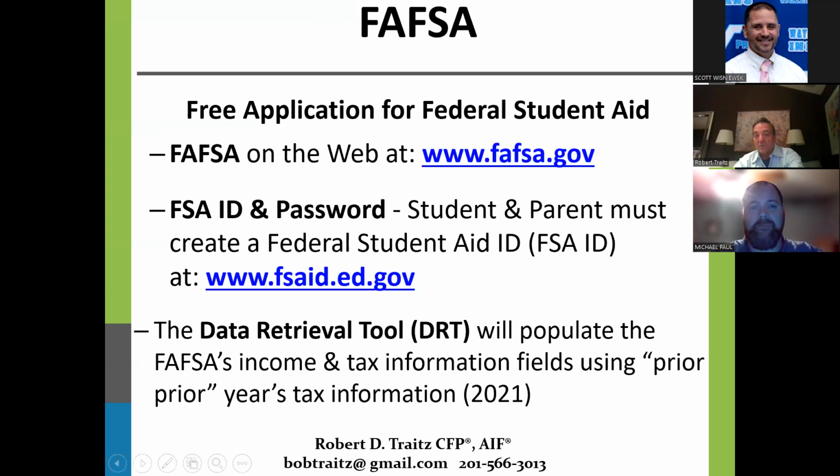On the FAFSA form, you will be asked to create an ID and a password. You need one ID and password for the student and one for a parent. There's a good reason for that. The primary reason, at the bottom of the screen, is the data retrieval tool. As you're filling out the FAFSA, the parent is expected to provide the numbers on their 2021 tax return.